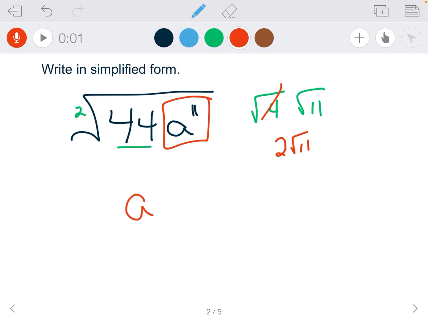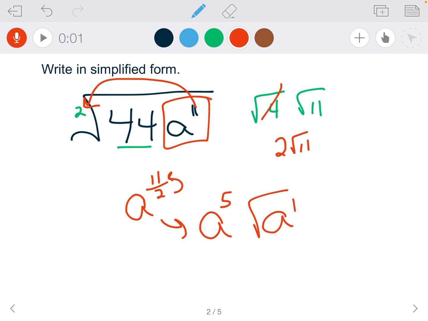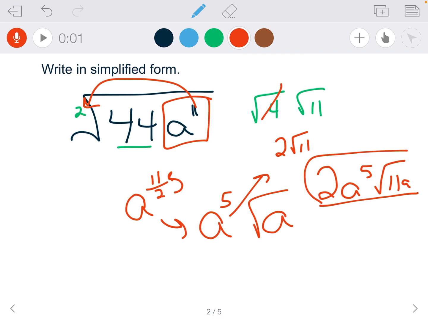But now I'm going to take a look at that a to the 11th. What I really want to do is take the 11 and divide it by the 2, the radical symbol's index. How many times will 2 go into 11 evenly? I'll write it over here. 2 goes into 11 5 times evenly. How many are left over? 1. So the 1 is going to stay inside. And really, I don't need that 1 there. So I'm going to add this to my answer. I've got 2, a to the 5th, radical 11a is my final answer.